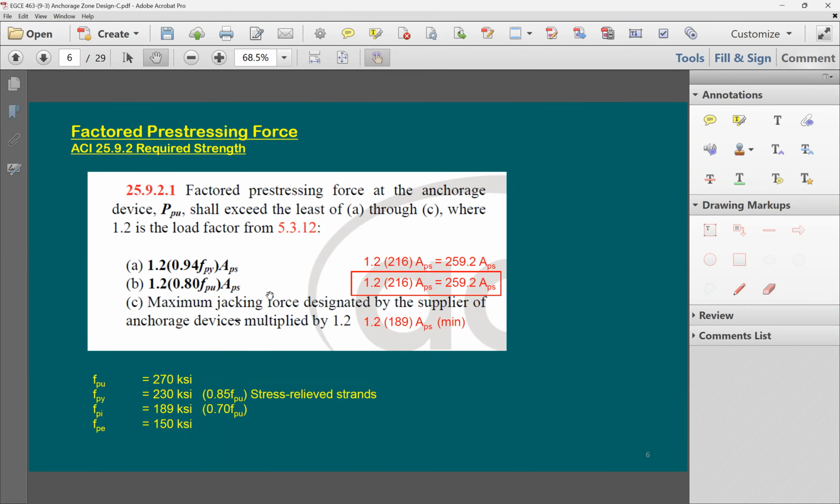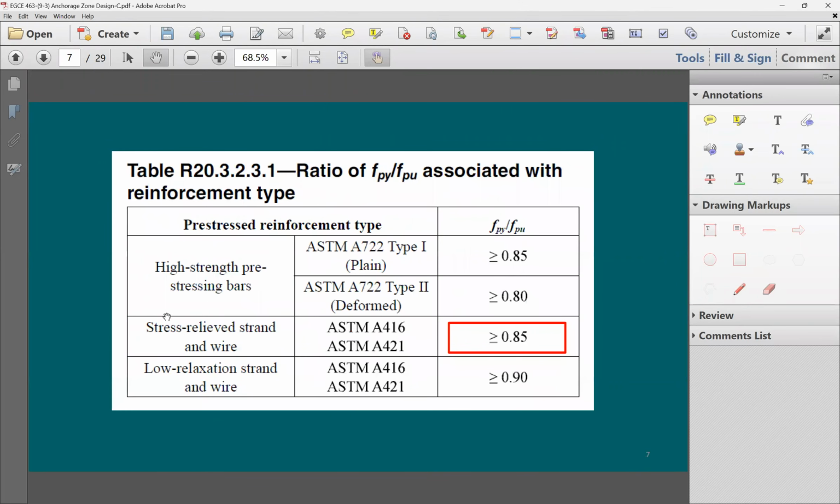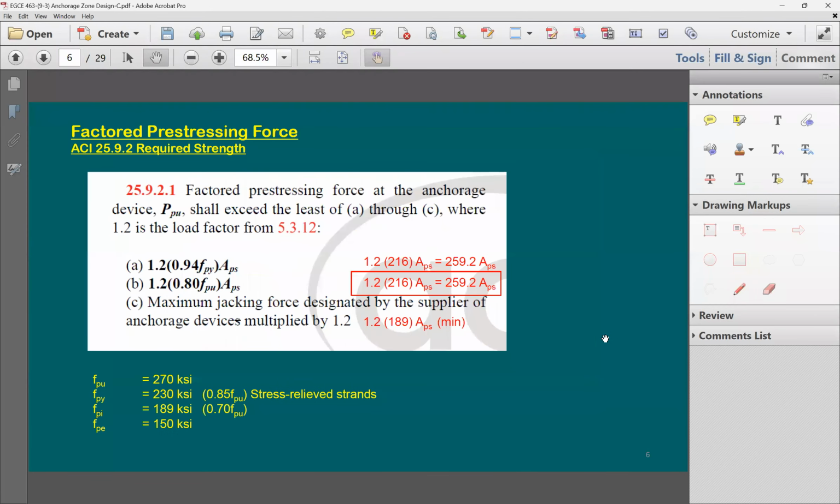The first one here says take 94% of FPY. But I know that I have this relationship between FPY and FPU. FPU is going to be the 270. FPY is going to be 85% of it. How do I know that? Because I know it from the code table. Let me just go forward quick, and I'm going to come back to the same slide. Here we go. For stress relief strands, the ratio between FPY to FPU is equal to 85%.